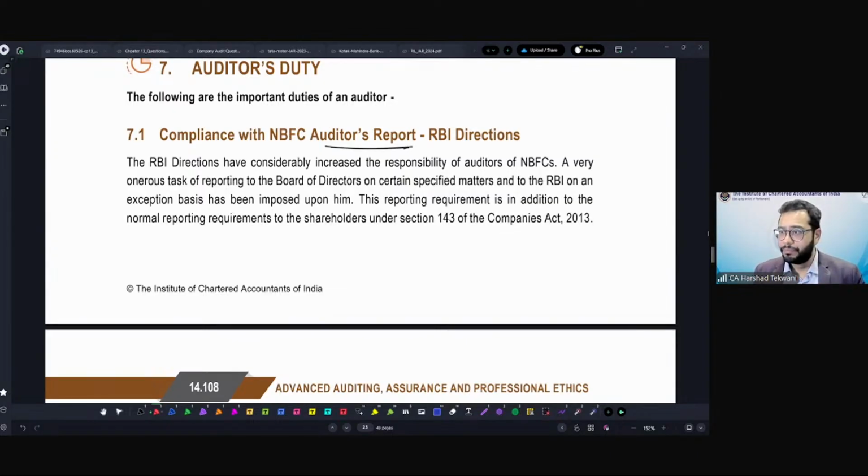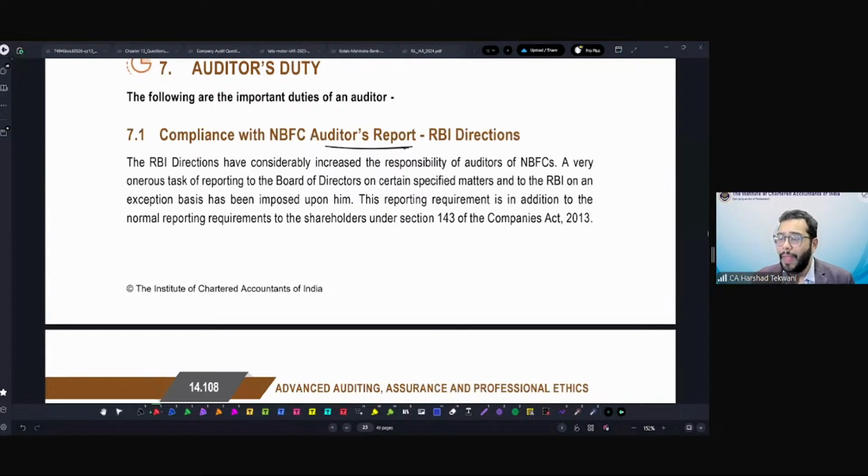Okay, that is very important to understand. Yes, some practical questions can be there on the provisioning. Yes, no doubt on that. So in the exam, practical questions on the provisioning can also be there.